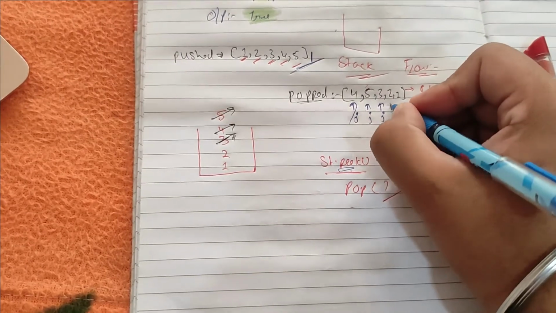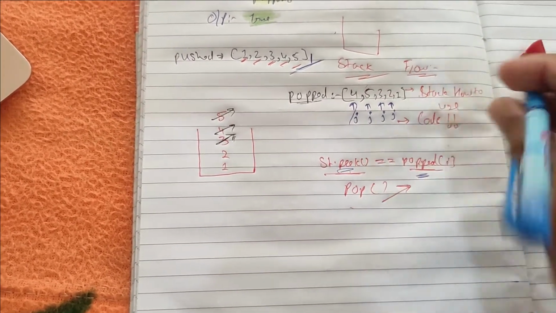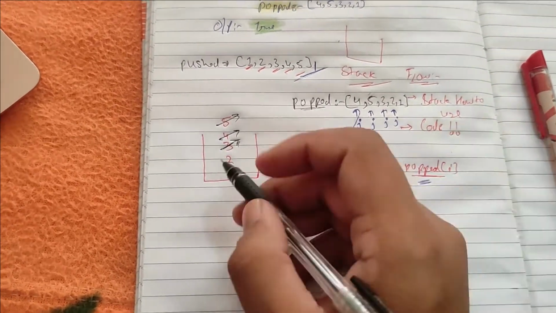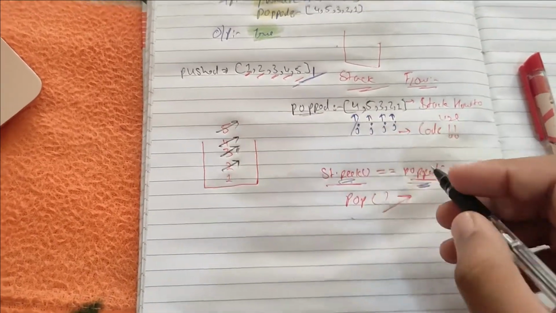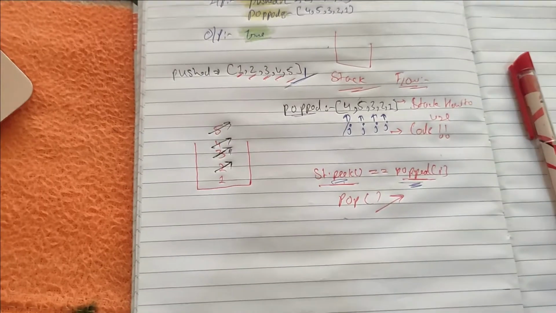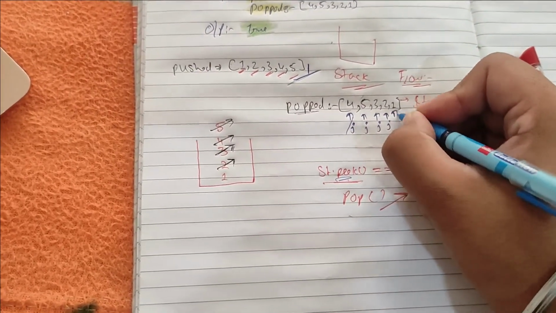Now my j will come to my 2. Then I will check, is the stack peek equal to my pop? Yes, they are equal. Then I will simply pop it out. Now my j pointer comes to 1. My j pointer is on the 1.